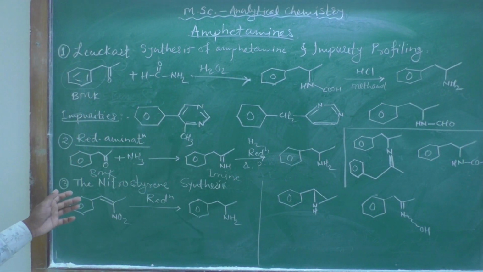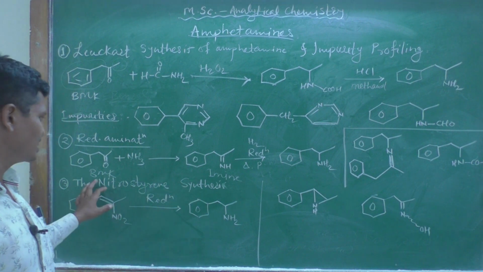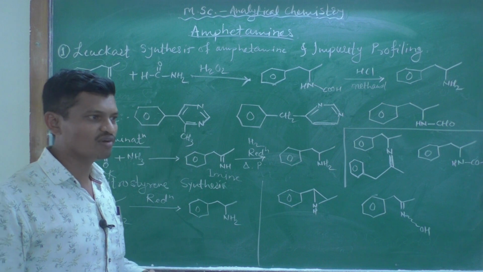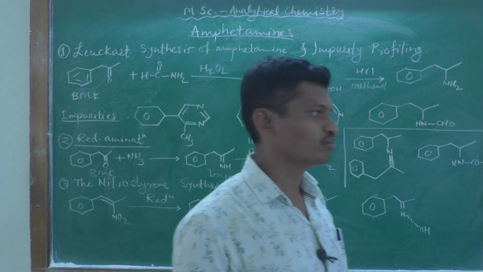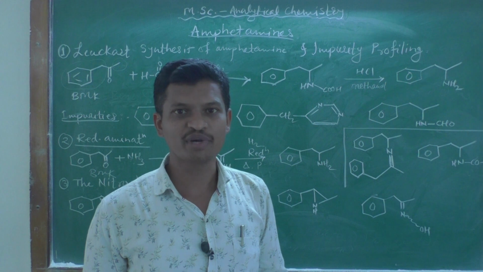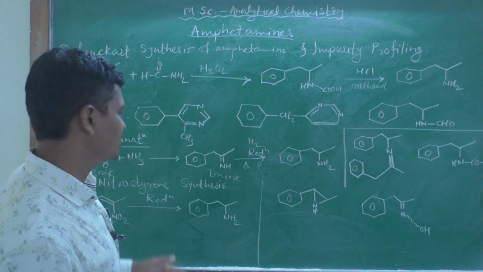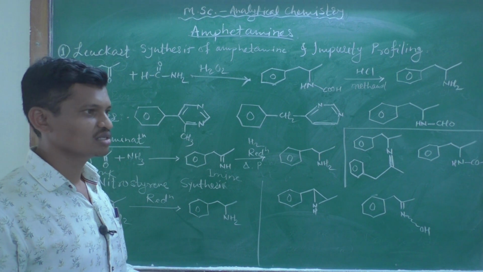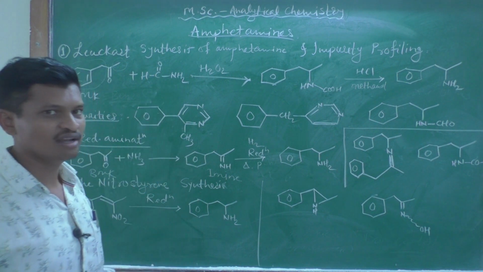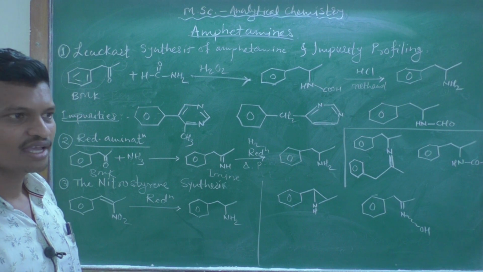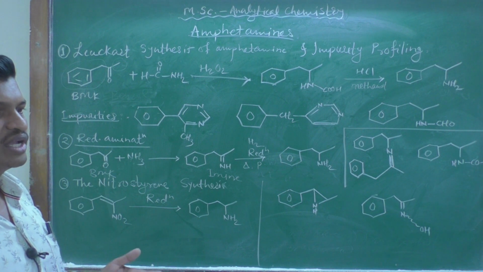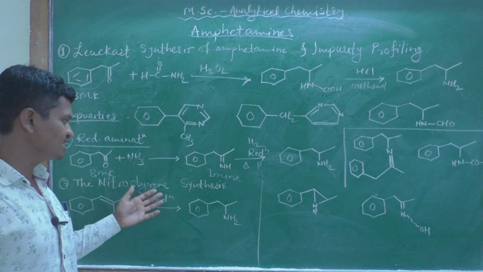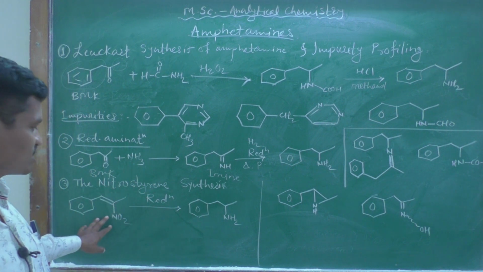Then the third one is the nitrostyrene synthesis of amphetamine. This is the third reaction used worldwide for the synthesis of amphetamines, but this third method is not widely used because the first two methods are very easy and giving the best results. Okay, so in the nitrostyrene synthesis, the starting compound is nitrostyrene.